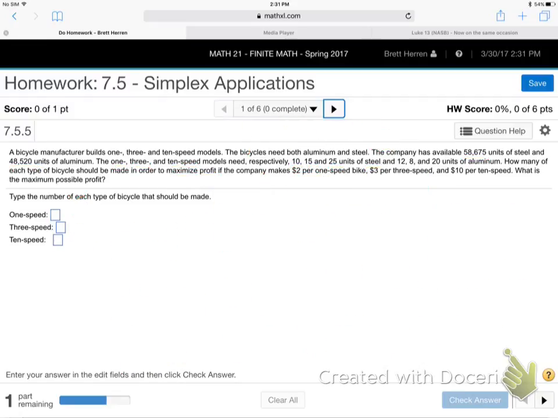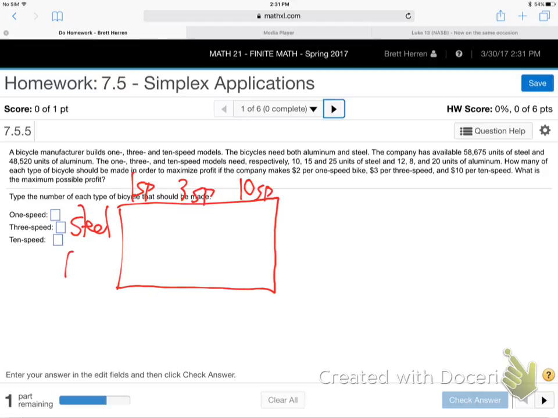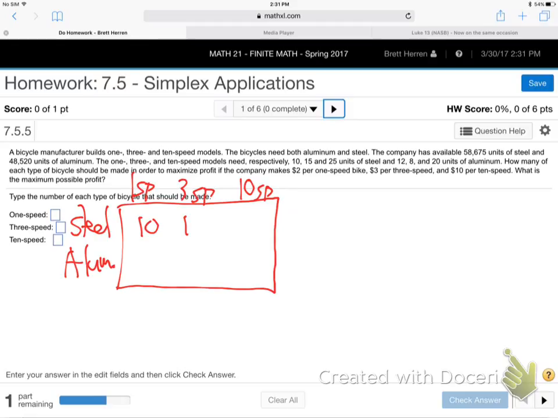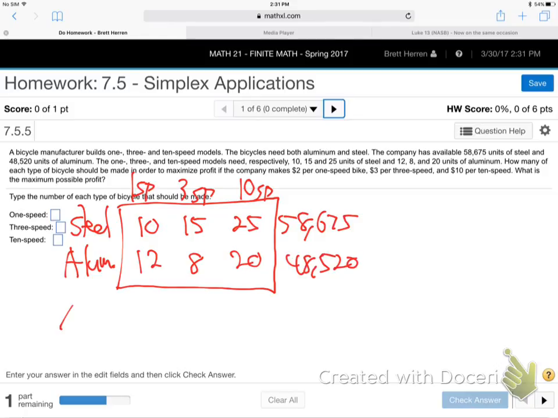So do a box right here, make it a little smaller. 1 speed, 3 speed, 10 speed, steel, and aluminum. And what was it? 10, 15, 25. 12, 8, 20. And this was 2, 3, 10. 58,675 and 48,520. And then the max was 2, 3, 10 equals Z. Okay, so there is the stuff.